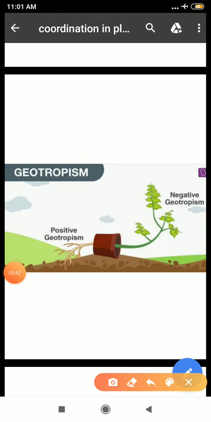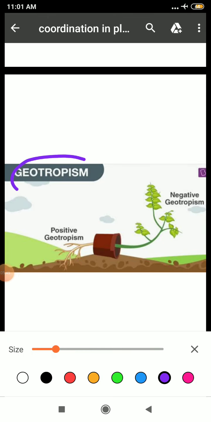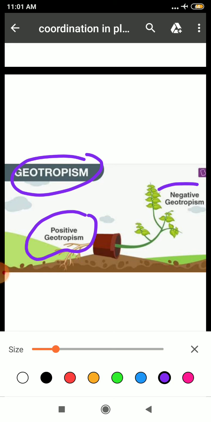Students, your second type of tropic movement is geotropism. Clear? See here, they are showing two terms, positive geotropism and negative geotropism. But first of all you must know what geotropism is. It involves the orientation of body parts, such as root or stem, in relation to the gravitational pull of the earth. That is, they will move towards the gravity of the earth.